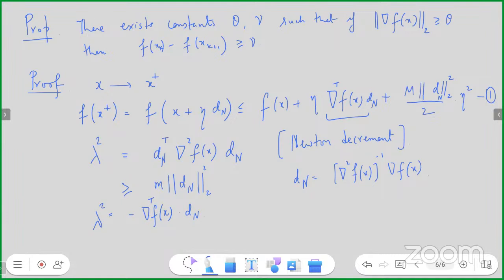So I can write the following. Everybody's with me. This term here is minus lambda square. This thing is lambda square by m. So I get f of x plus less than or equal to f of x minus eta lambda square of x plus capital M by 2m eta square lambda square.